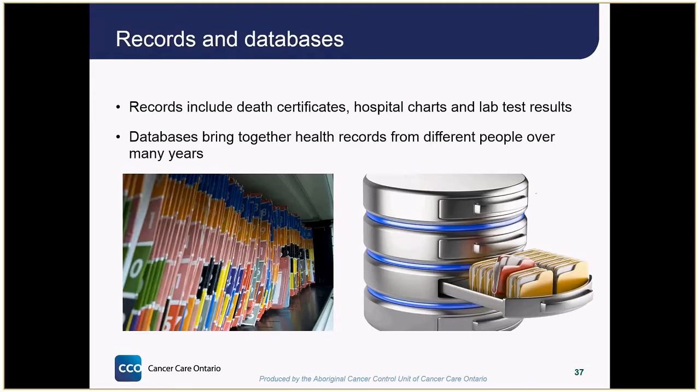A lot of the work we do tracking cancer uses different types of health records. Records include hospital charts, lab test results, and death certificates. These records may be on paper, such as some hospital charts, or may be in the form of electronic files. Databases bring together health records from different people over many years.